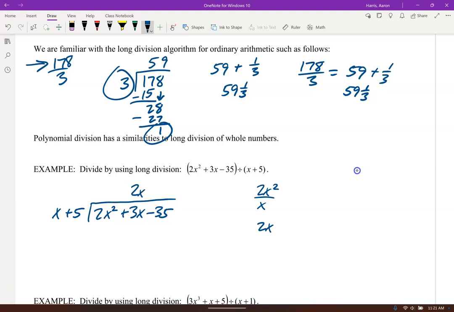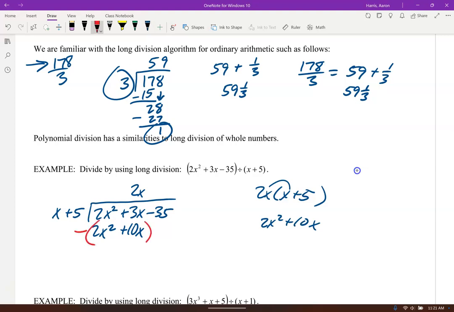And now what I'm going to do is take the 2x and multiply it by x plus 5. I'm going to do it one by one. So I'm going to go 2x times the x, so 2x times x gives me 2x squared. And then 2x times 5 gives me 10x. And then if you remember with the numbers, so we have this 2x squared plus 10x. We've got to subtract this whole thing.